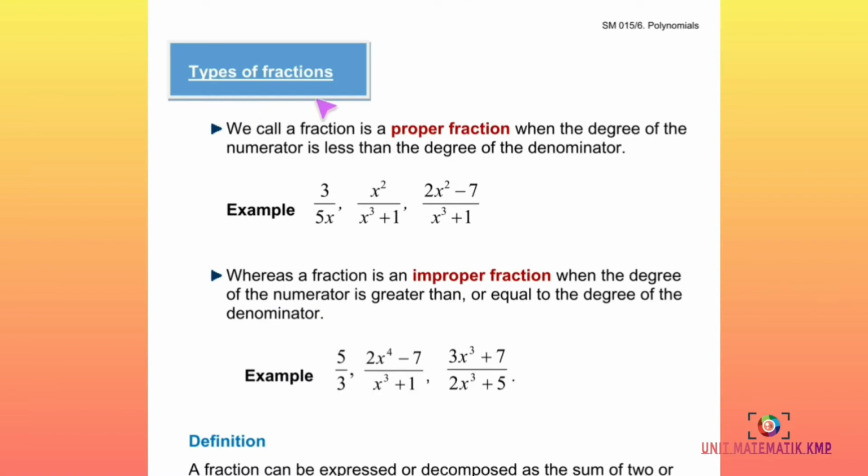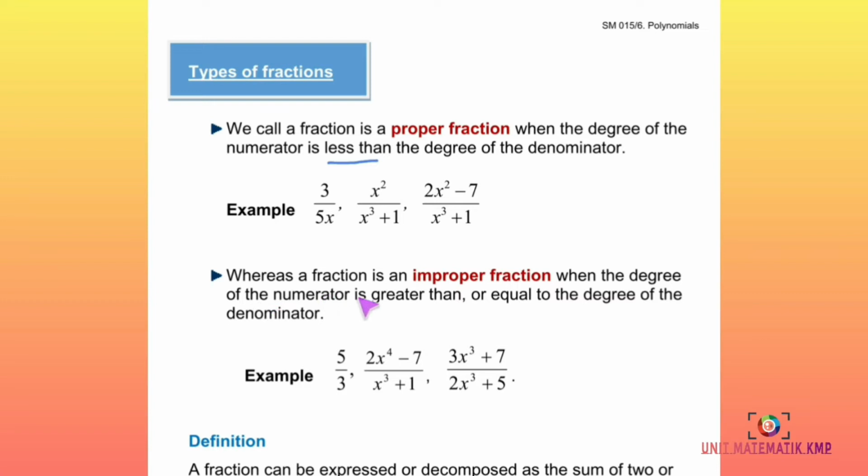Okay, types of fractions. We call a fraction a proper fraction when the degree of the numerator is less than the degree of the denominator. For example, 3 over 5x, x squared over x to the power 3 plus 1, or (2x squared minus 7) over x to the power 3 plus 1.